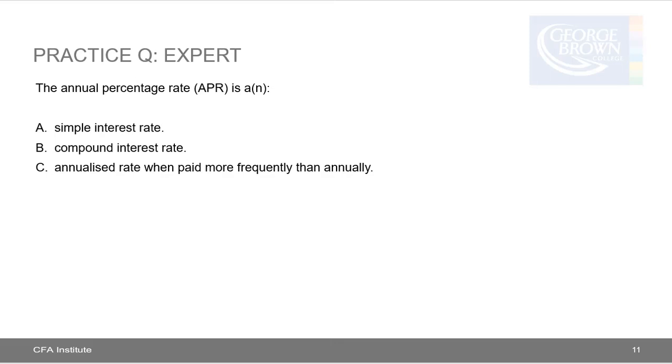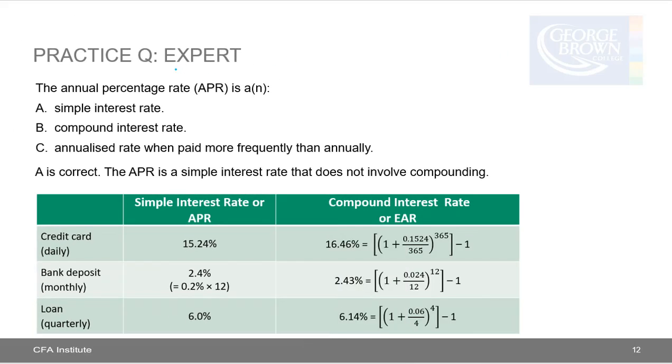The annual percentage rate, APR, is A, simple interest rate, B, compound interest rate, or C, annualized rate when paid more frequently than annually. Okay, I hope you found that question is not too difficult. You can see the annual percentage rate, APR, the correct answer is A, it's the simple interest rate that does not involve compounding.